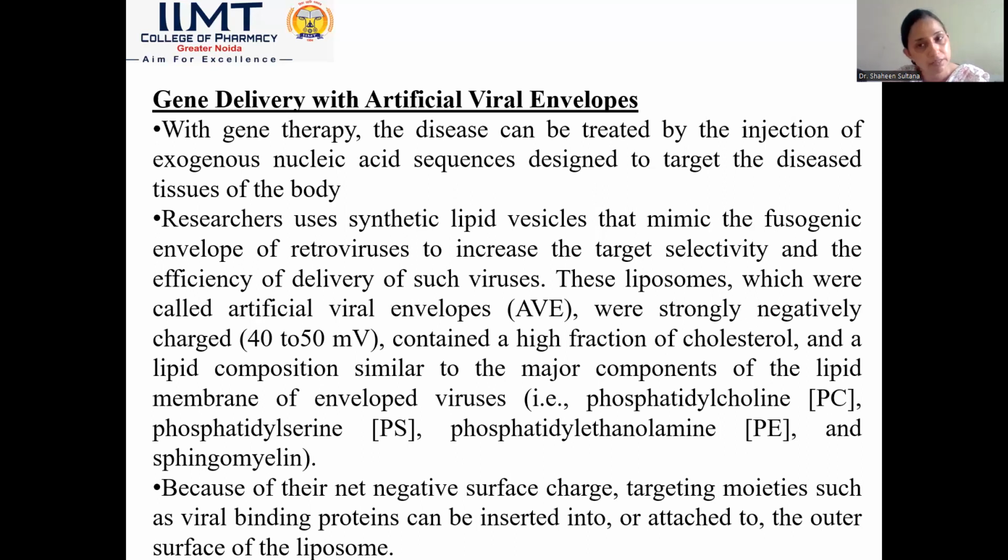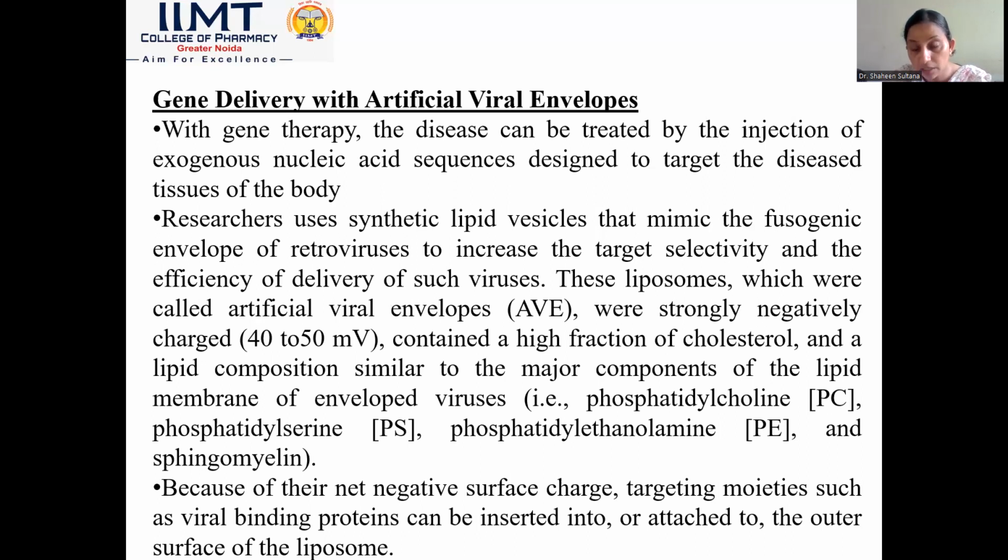So with gene therapy, the disease can be treated by the injection of nucleic acid sequences such as DNA, RNA, etc. And you have to deliver the DNA or RNA to the particular disease area. Researchers have used viral envelopes, like retroviruses, adenoviruses, etc. They show selective uptake by the cells and deliver the gene directly to the infected areas. But nowadays, artificial viral envelopes, known as liposomes, have also been used, because they also mimic the fusogenic envelope of a retrovirus. So there will be increased targeting efficiency, such as with a virus. So these artificial viral envelopes are liposomes.